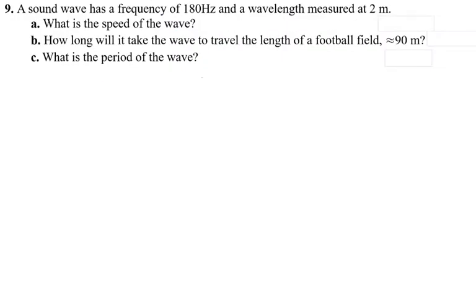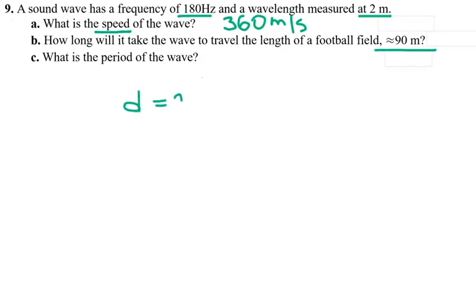So here's one more question. The sound wave has a frequency of 180 hertz and a wavelength measured at 2 meters. So you have the frequency, you have the wavelength, find the speed. The speed is the frequency times the wavelength, so that gives you 360 meters per second. And then how long will it take for the wave to travel the length of a football field, which is 90 meters?